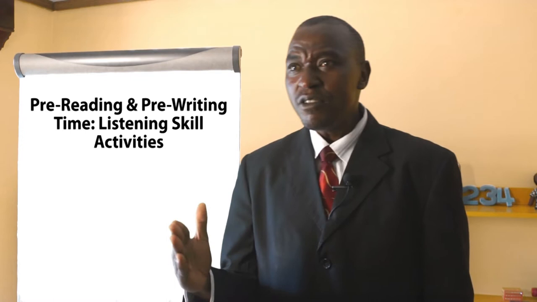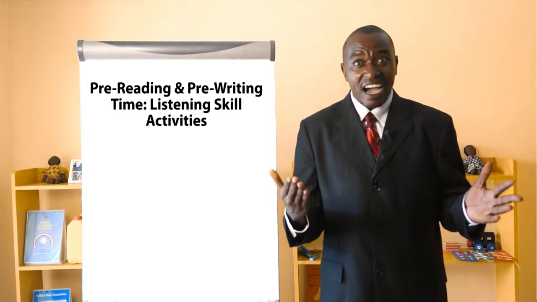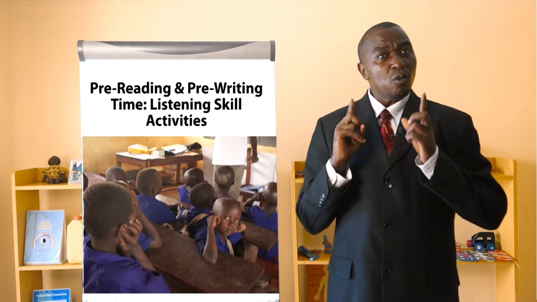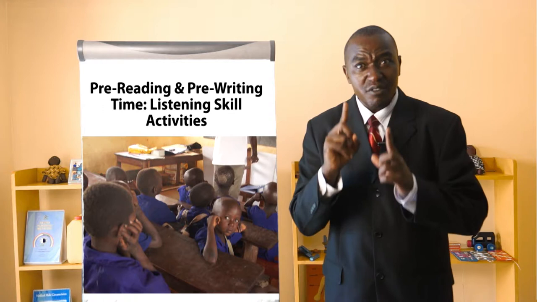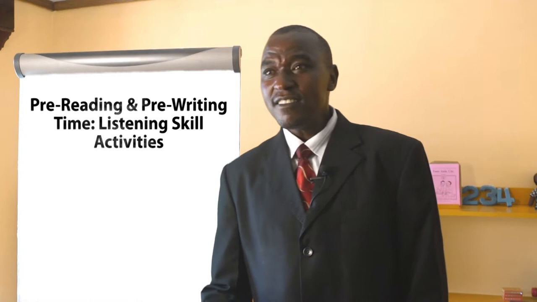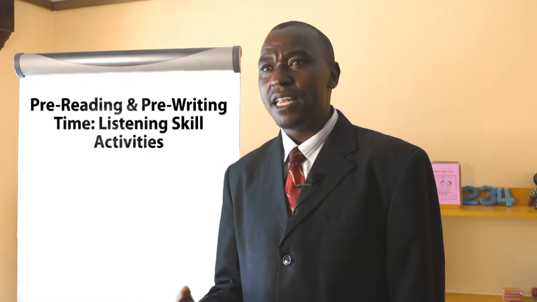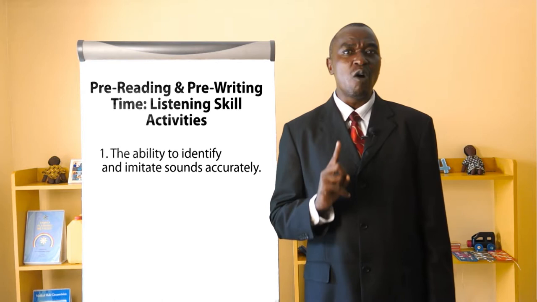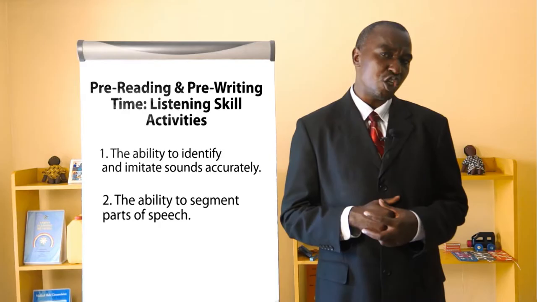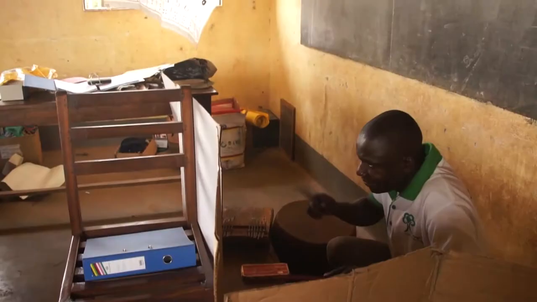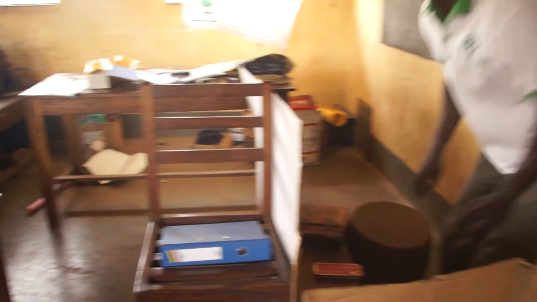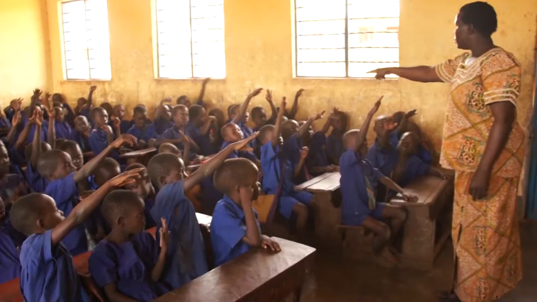Now, let's review the main points of this video. Just like pupils need to develop their eyes so that they can read individual words and letters, pupils need to also develop their ears to hear individual words, syllables, and sounds. We focus on two main types of listening skill activities in term one during pre-reading, pre-writing time. The ability to identify and imitate sounds accurately, and the ability to segment parts of speech. We start with the very simple activities in the first 6 weeks that pupils can easily master and gradually build to more difficult listening skill activities.